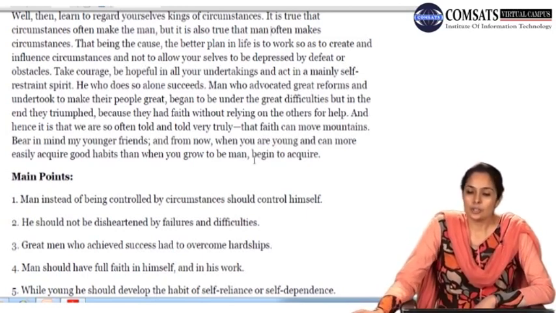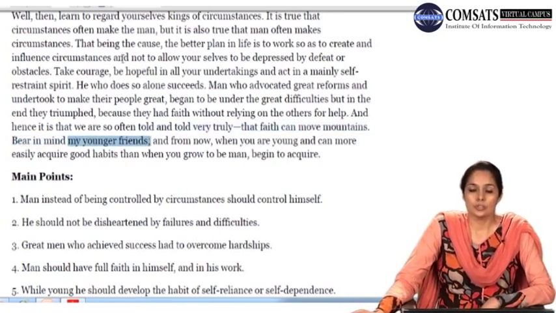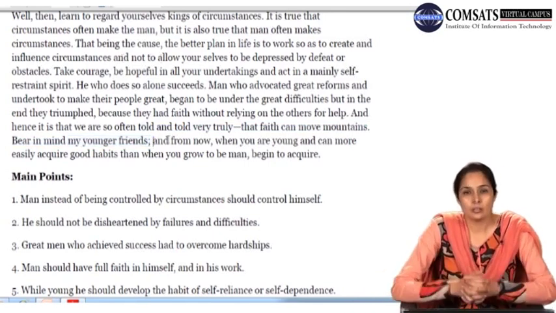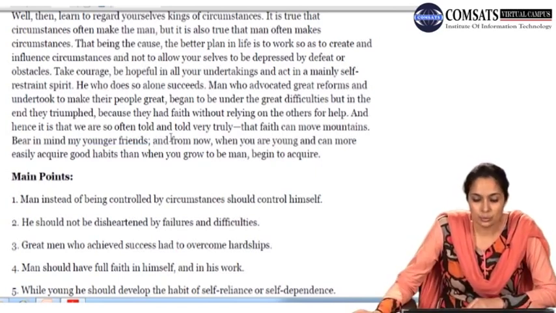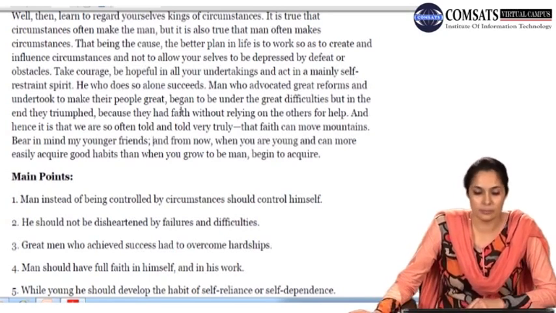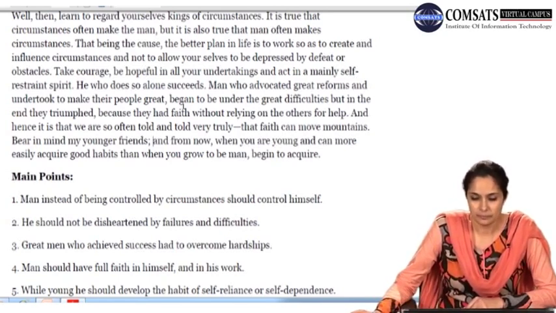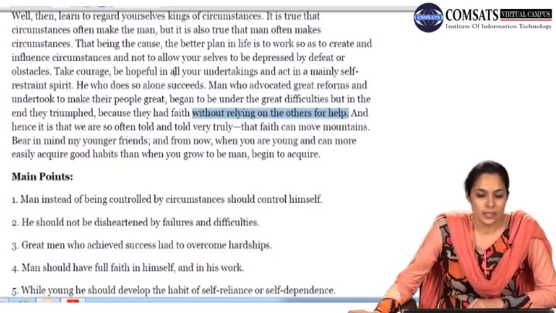We are told here, bear in mind, my younger friends. This is an advice to youths. So इसमें और किसी का कोई जिक्र नहीं है. We are basically talking to young people. We are instructing them to understand or develop the habit of self-reliance or self-dependence without relying on others for help. And now let's look at the Prezi.